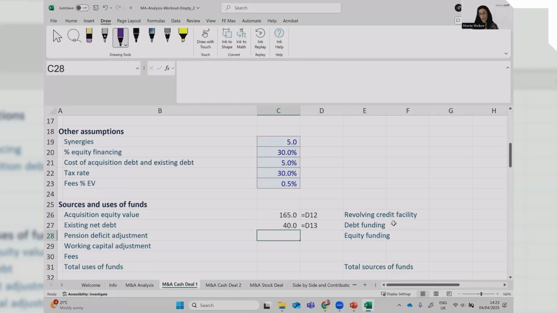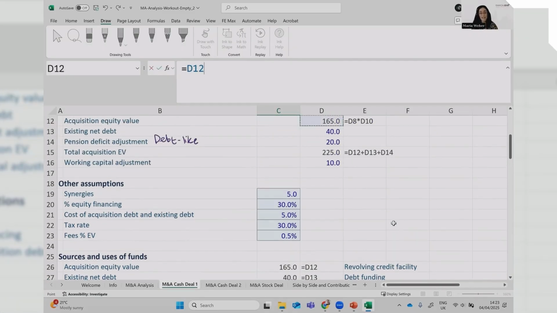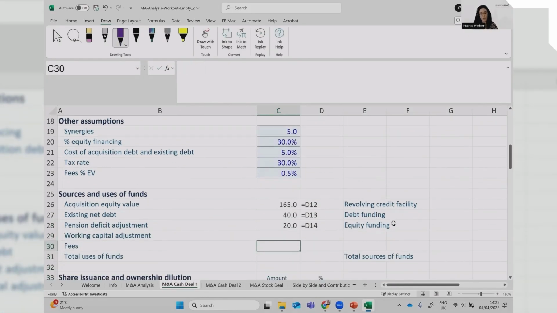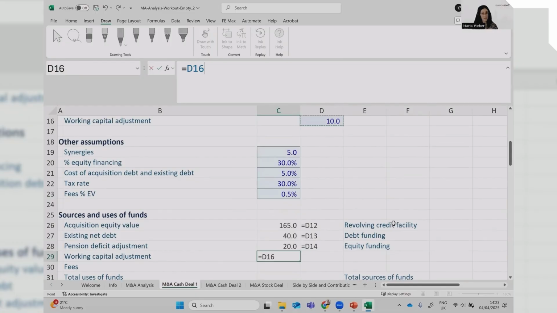What I also have to do is I have to top up the pension plan. The pension regulator, as part of the deal, there's lots of approvals and stuff that you have to get. They would say, okay, this plan is in deficit. You need to top that up. Okay, so we're putting in another 20. We need money for that. We then need money for this extra working capital. So that was that 10 adjustment that we just spoke about.